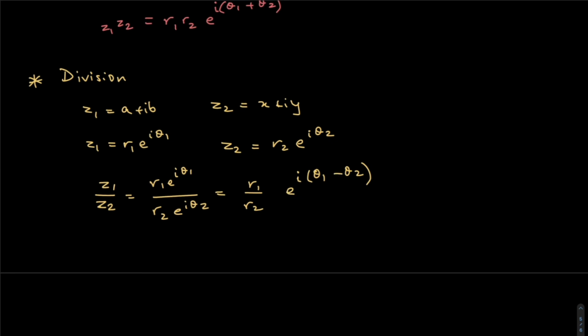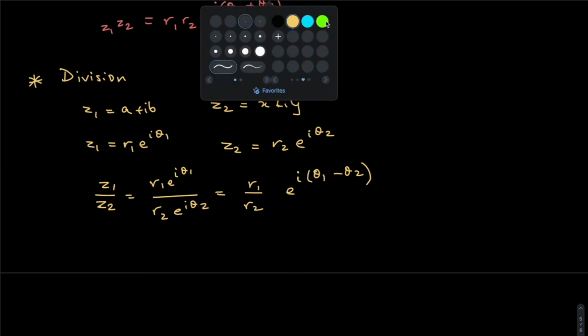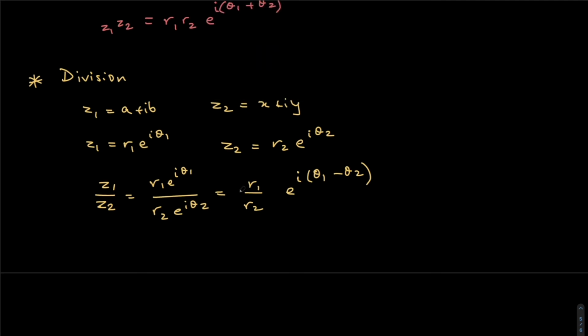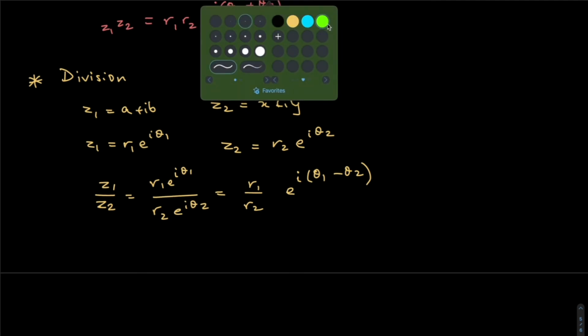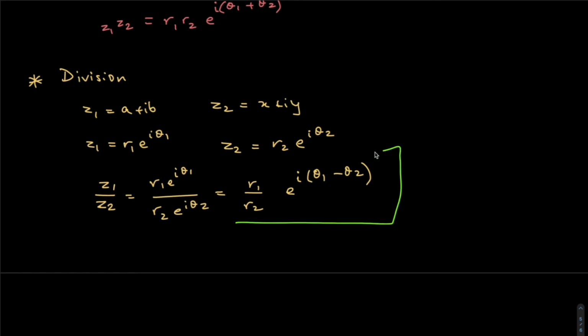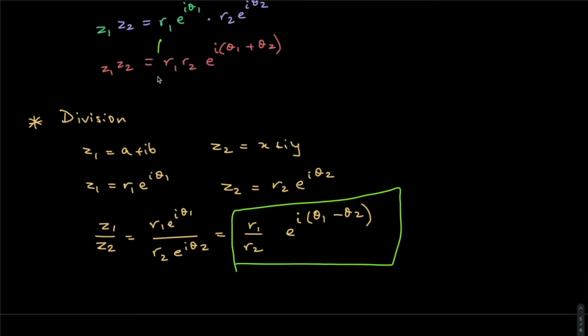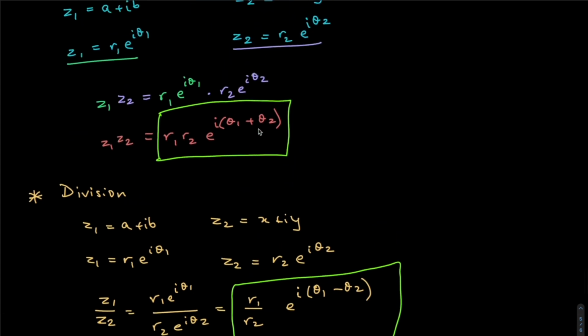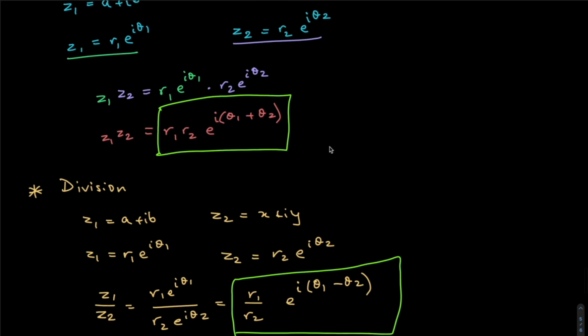So this is another standard result like the multiplication one, and you can note this down as well. So I'll basically circle them in green, and I'll circle this one in green as well. So these are two main instances where Euler form is really, really useful.